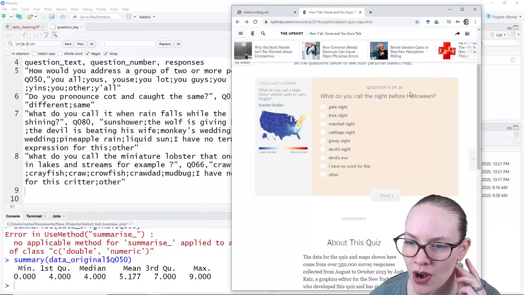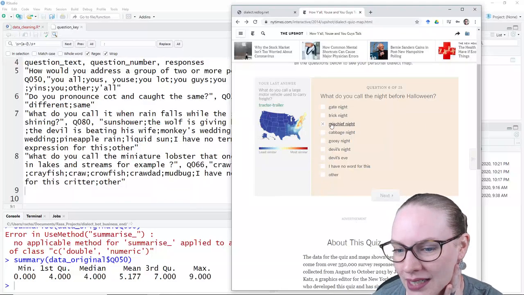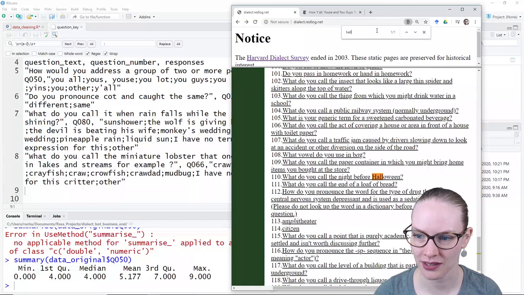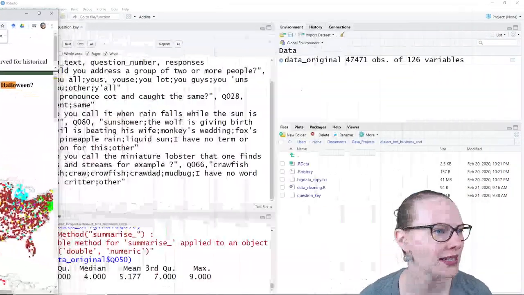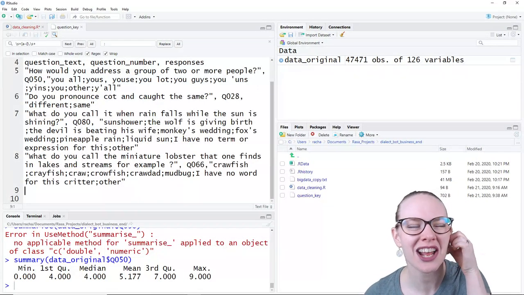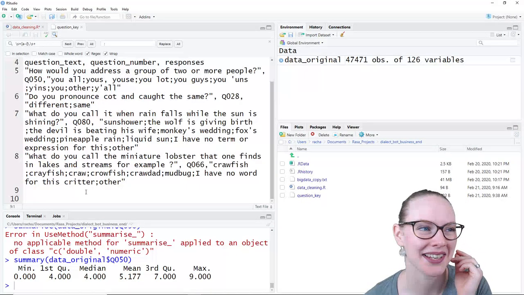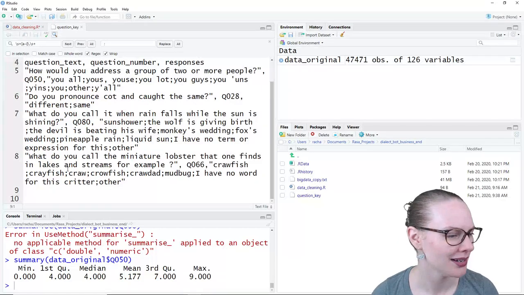What do you call the night before Halloween? I do not have a name for that. But let's see if it's in here. Yeah, okay, definitely in our questions. So it is 110. So we're gonna have fewer than 25 questions, which honestly is probably fine. 25 questions is a lot to answer in a voice interaction. Like, that's 50 turns, it's a lot.